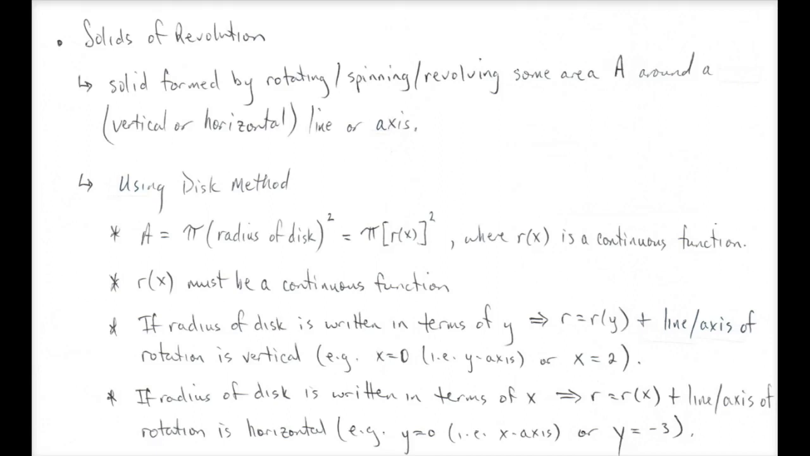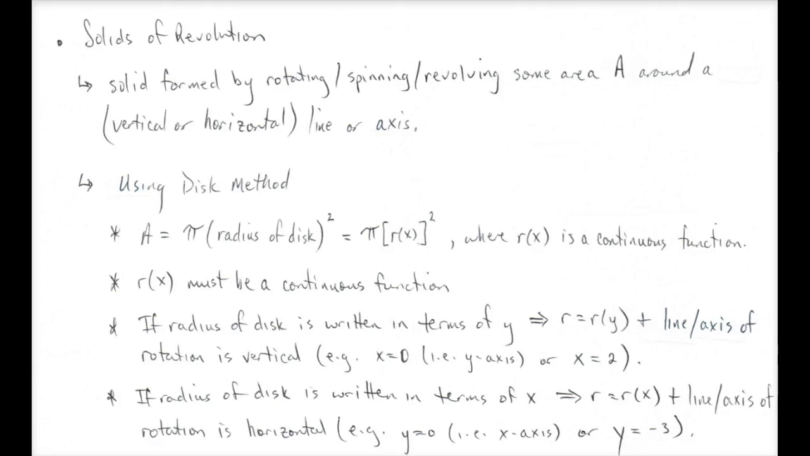Now, whenever we are considering solids that are formed by taking an area and rotating it about a vertical or horizontal axis, then that's what we call solids of revolution. We'll know that because we'll be told the area is formed by taking this shape and rotating it about a particular line, like x equals 2 or y equals -5, or either the x or y axis, something like that.